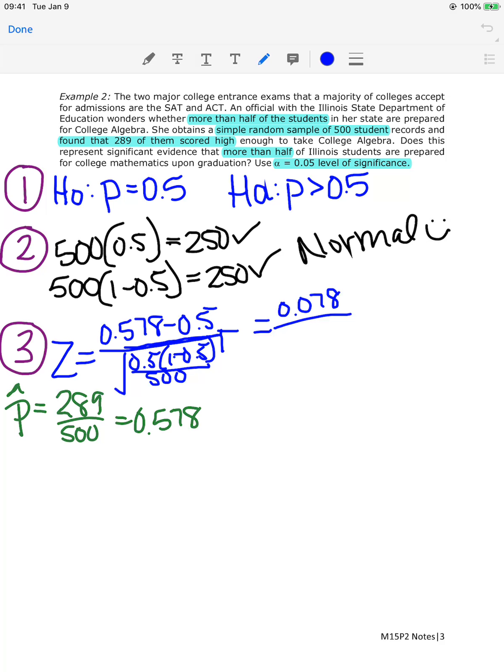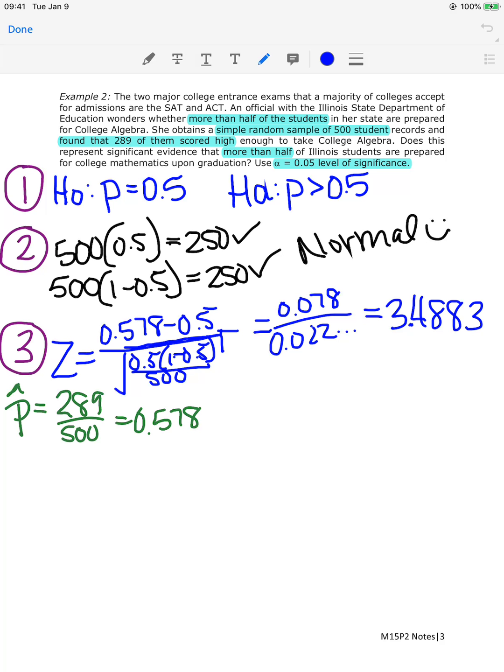So we want to use all of that. I'm going to do 0.078 divided by that value, 0.02236068, and we get 3.4883. At this point, you can round to 4 decimals. So don't round throughout, just round when you get to your final z-score, just like before.